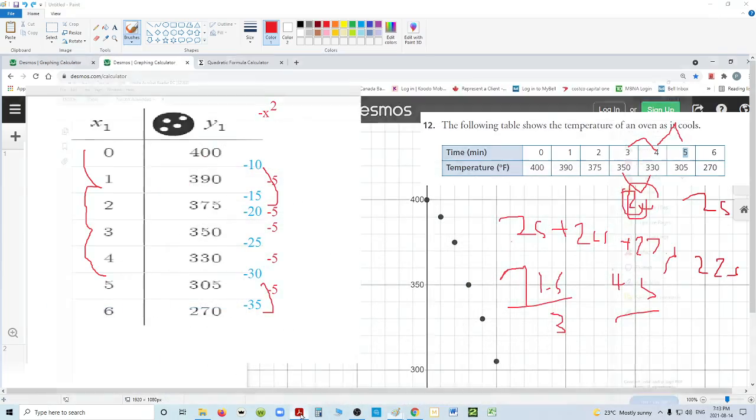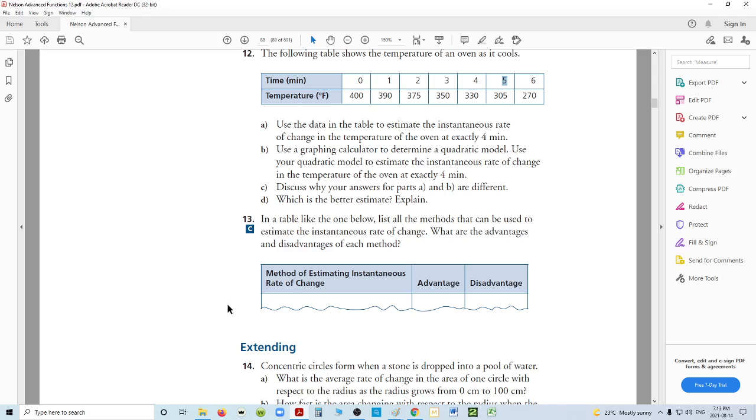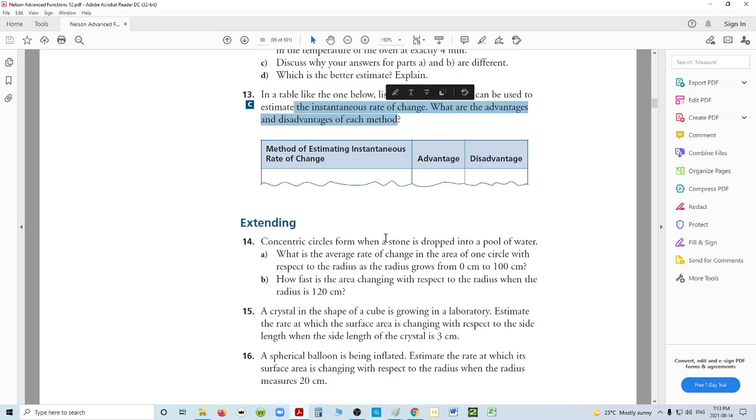Okay, sorry, I'm rambling. Just be sure to play at 2 times the speed. In the table like the one below, nah, I'm not doing that.